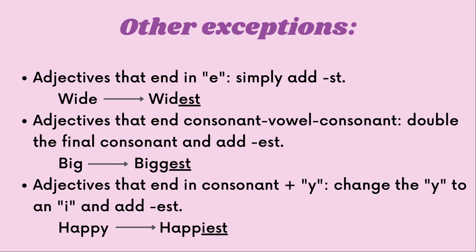The first one is with adjectives that end in E, you simply add st. So wide, for example, becomes widest, but you just add st, you don't add another E. With adjectives that end in consonant, vowel, consonant, you double the final consonant and add est. So big becomes biggest, but with two G's. And with adjectives that end in consonant and Y, you change the Y to an I and add est. So happy becomes happiest, but you change that Y for an I.